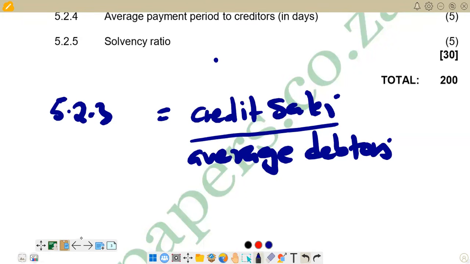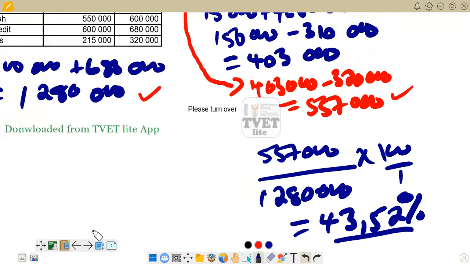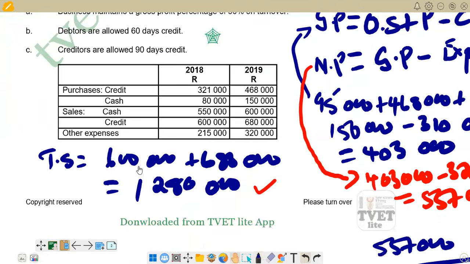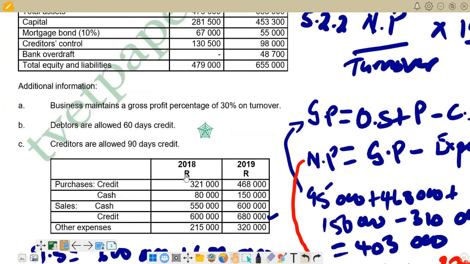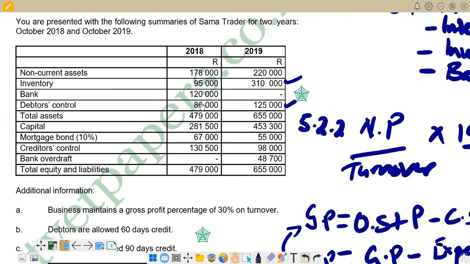So we go back to the question to see what we have there in terms of credit sales. We have the credit sales figure for the year. It's 680,000. That is our credit sales. So we can just indicate it here. It's here, 680,000 representing our credit sales. Average debtors: now we go to the total balance that we have there. We are going to add the figure for the opening debtors control balance and the closing balance for debtors, and then we divide by 2, which is 86,000 plus 125,000.